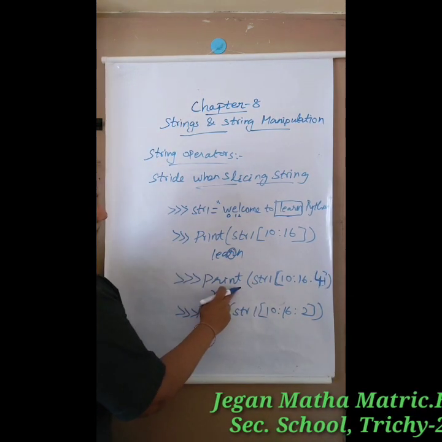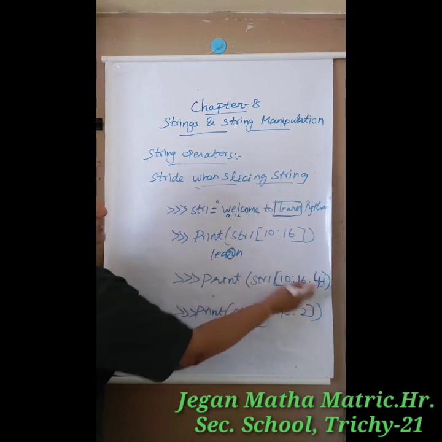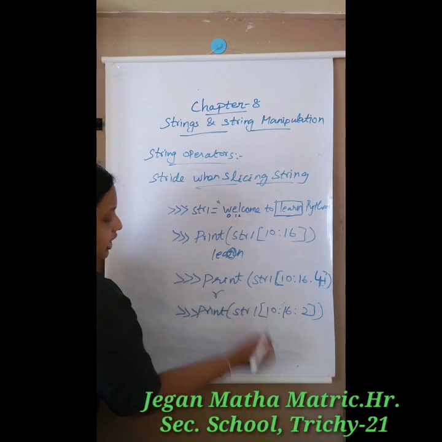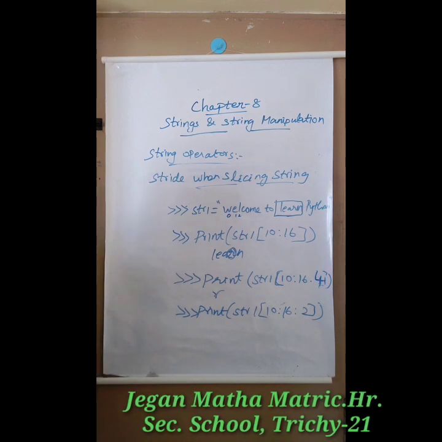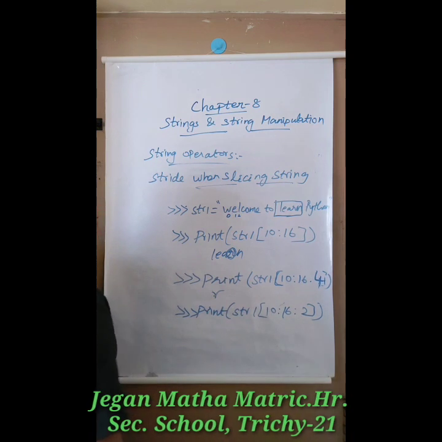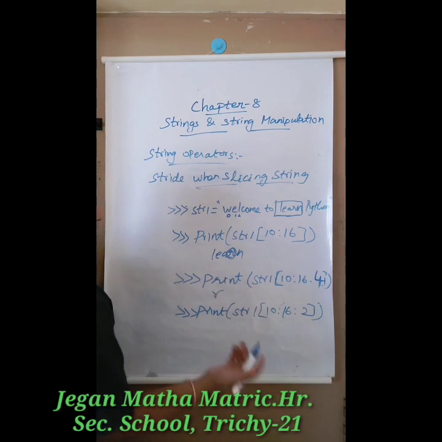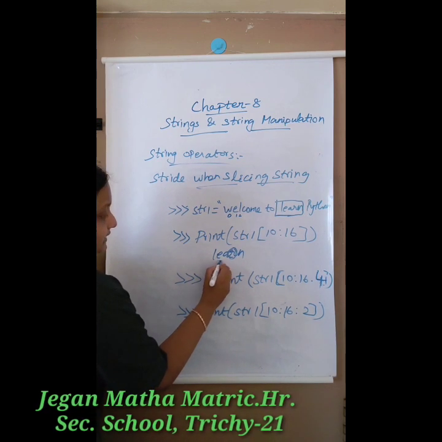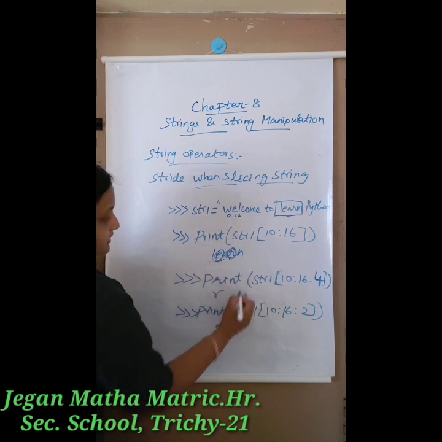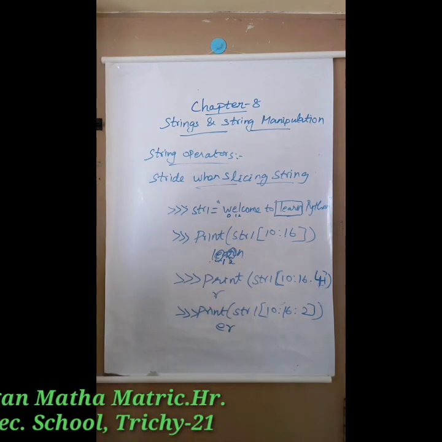Then next, print string 1 from 10 to 16 with stride value 4. Since the stride value is 4, we get R. Then the next one is 10 to 16 with stride value 2. Two means we take every second character. The first one is E, then the next is R. So it produces the result E R.